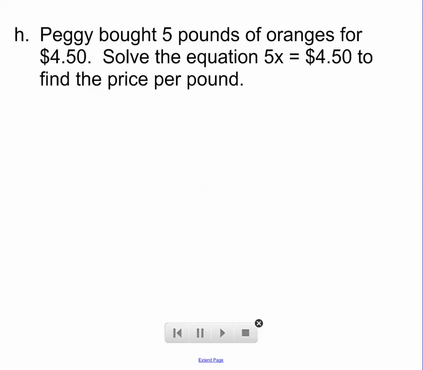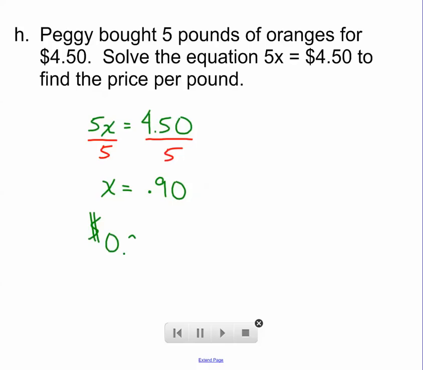Obviously, we need to be able to use this in a real world situation. Peggy bought 5 pounds of oranges for $4.50. Solve the equation 5x equals 4.50 to find the price per pound. They've given us the equation here: 5 oranges at whatever they cost per orange equals $4.50 for all 5 of them. We'll solve that equation by using inverse operations. I'm going to divide both sides of the equation by 5, and I'll end up with 0.9. So these oranges cost 90 cents per pound, or 0.9 of a dollar per pound.